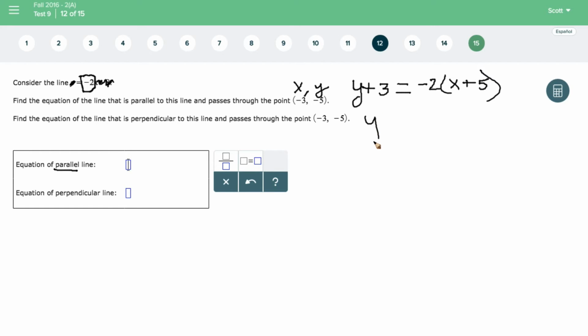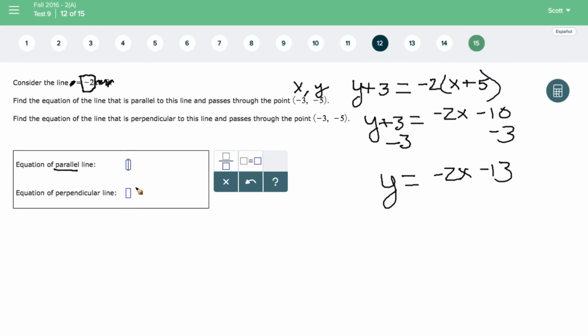Now we're going to distribute: negative 2x and minus 10. And then we're going to minus 3, minus 3. You can't minus 3 from the negative 2x because those are letters and these are numbers. So you got to line up like terms, numbers over numbers. Y equals negative 2x and minus 13.